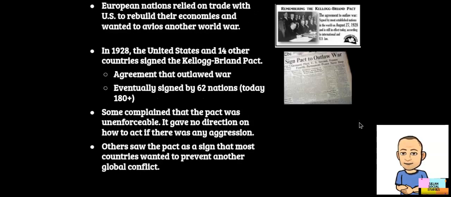The Kellogg-Briand Pact was basically a gentleman's agreement that promised not to use war to resolve disputes or conflicts of whatever nature or origin they may be, which may arise among them. Basically, it meant that it would outlaw war, but did not lay out any real plan to enforce the pact. Originally it was signed by the United States, France, and Germany, with 11 nations following quickly. By the time the pact was ratified, there were 62 nations that signed onto the pledge. Today there are more than 180 nations signed on to this Kellogg-Briand Pact. Many felt it was totally unenforceable, while others believed it was a sign that most countries really truly wanted to prevent another global conflict.